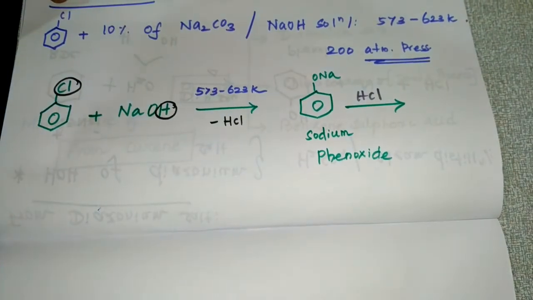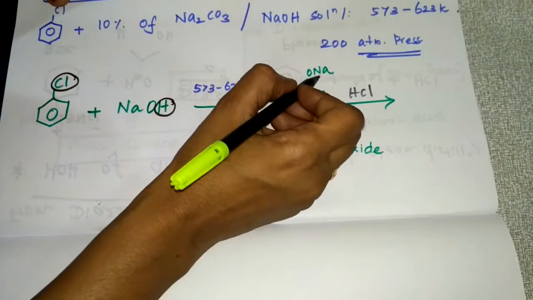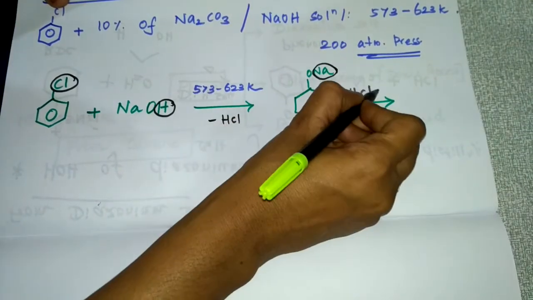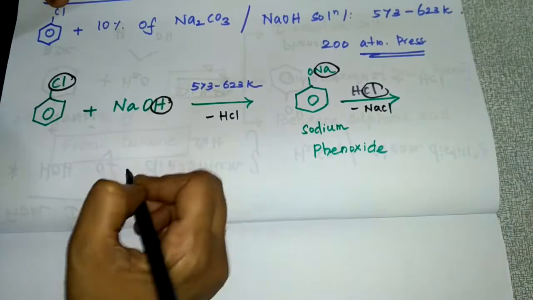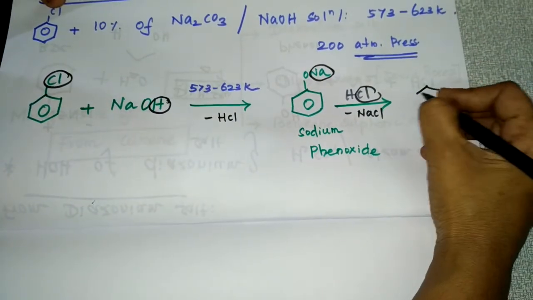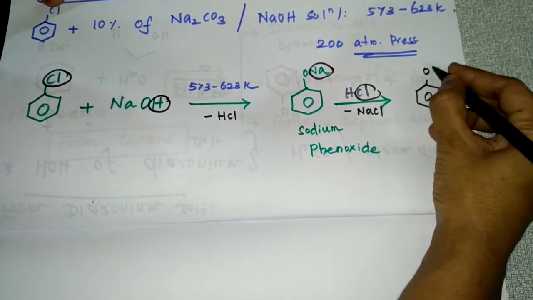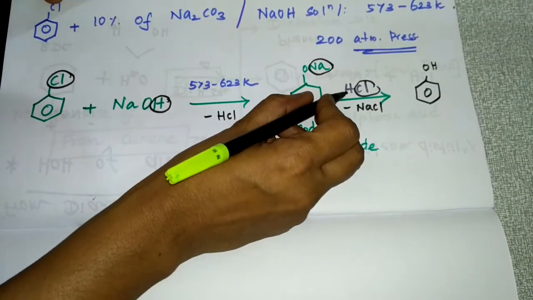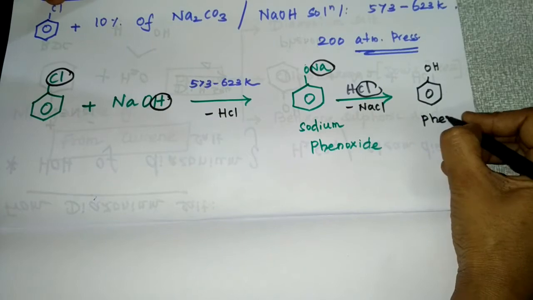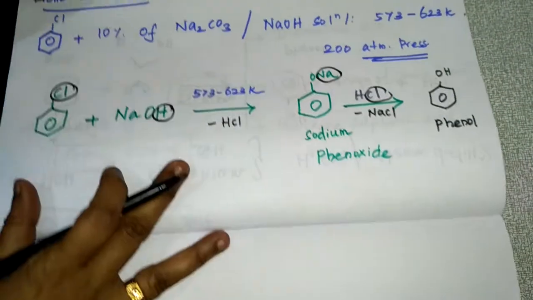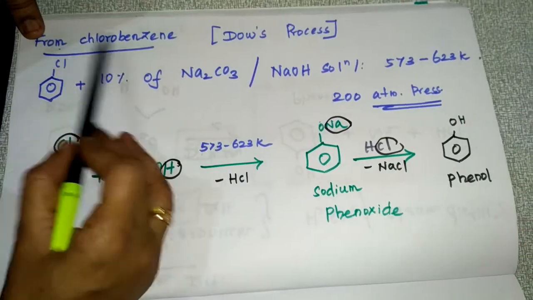So in this what happens? Na and Cl will combine. NaCl will get removed and the product formed will be OH. So O minus and H plus. So the product formed will be phenol. Okay, so this is how you can prepare phenol from chlorobenzene.